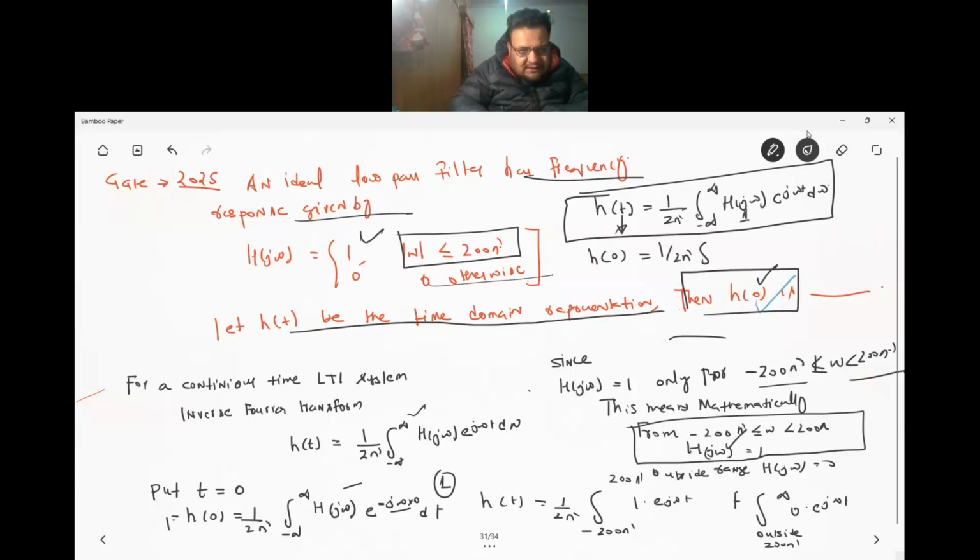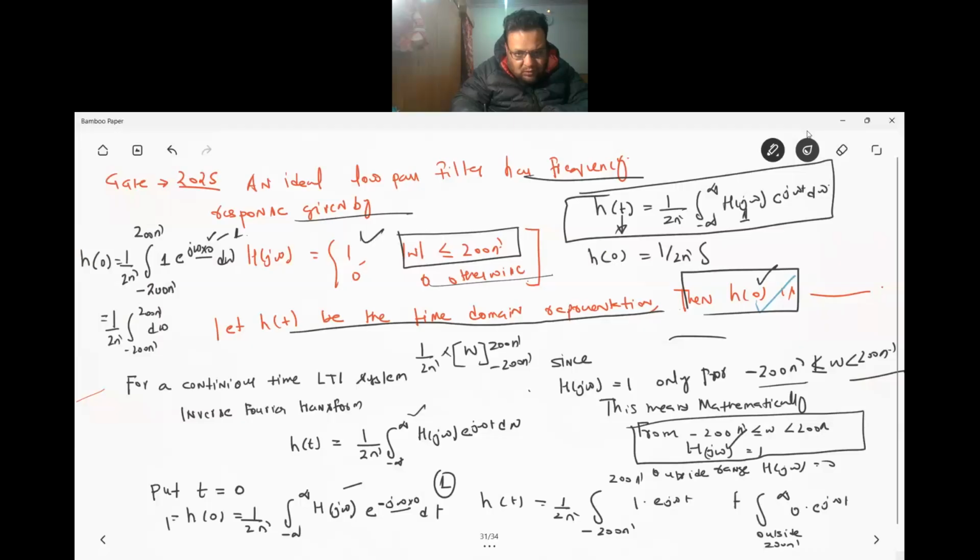So if you just calculate here, h of 0 is equal to 1 by 2 pi, and change the limit from minus 200 pi to 200 pi. Here the H of j omega value is 1, and e to the power j omega into 0, so e to the power 0 is 1, right, d omega. So this value will become 1. So this will become 1 by 2 pi, and d omega integrates to omega, evaluated from minus 200 pi to 200 pi.